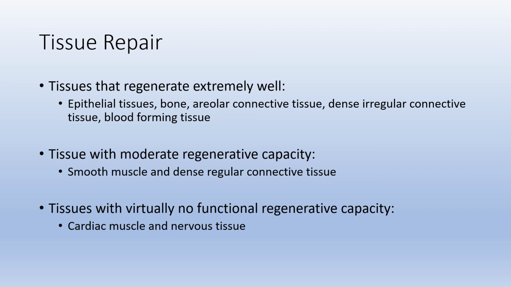Tissues with moderate capacity, so there is a chance that we will repair themselves and restore the original function: smooth muscle and dense regular connective tissue. And then lastly, like I mentioned, the 2 types of tissues with no functional capacity after they've been injured: cardiac muscle found in the heart and nervous tissue found in the brain and spinal cord.